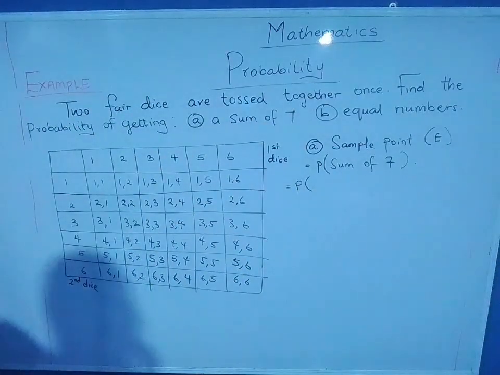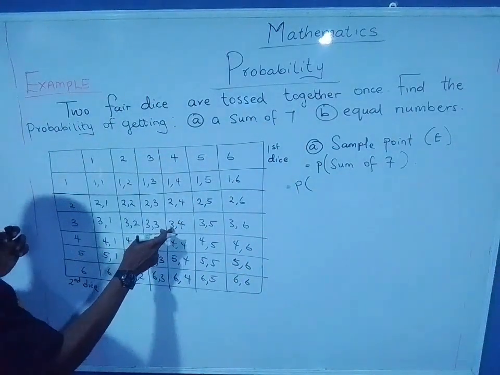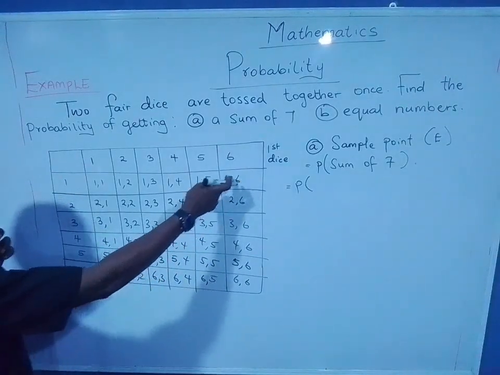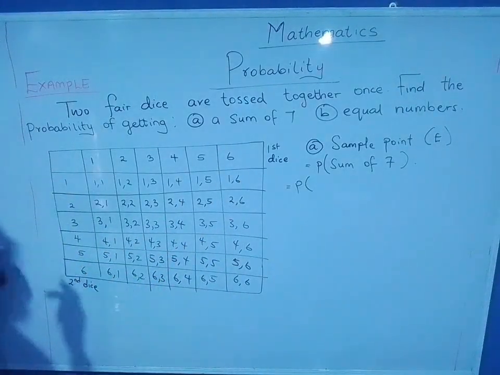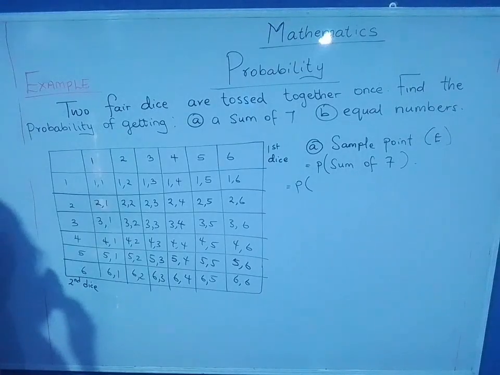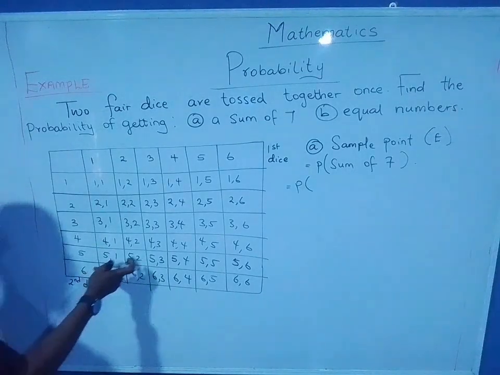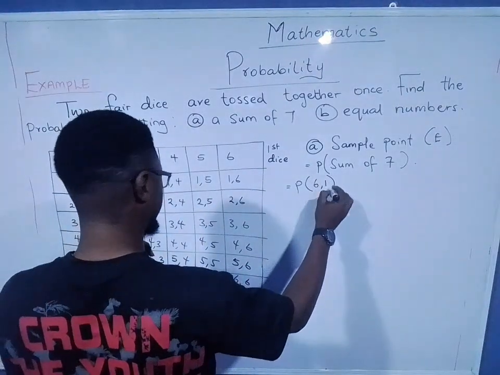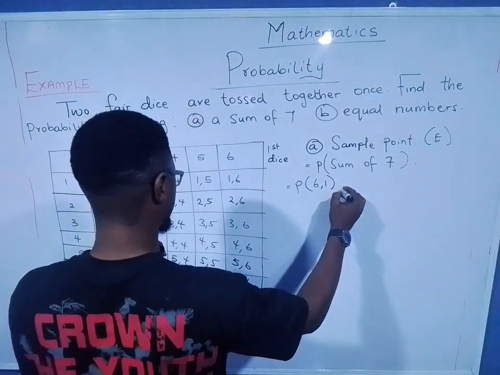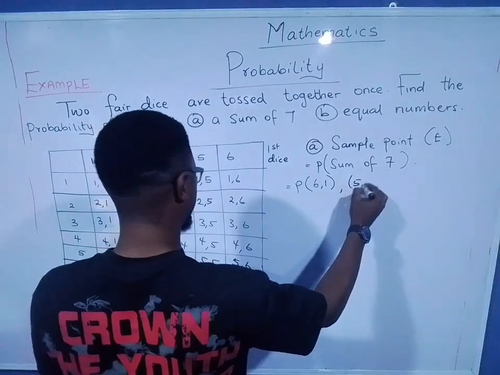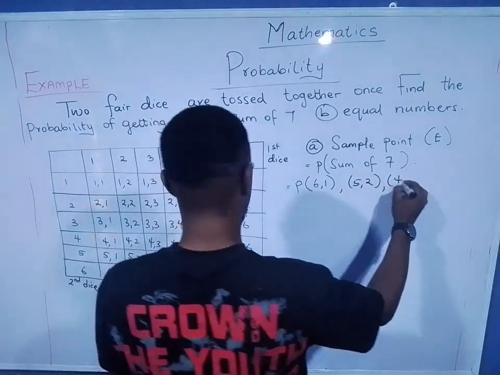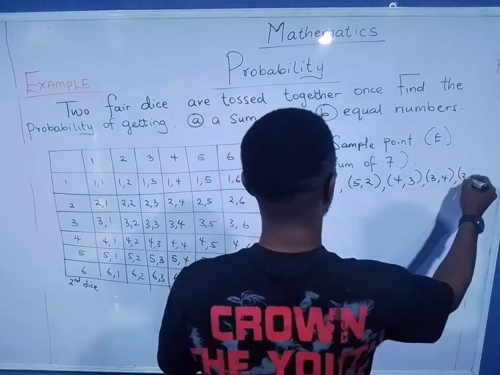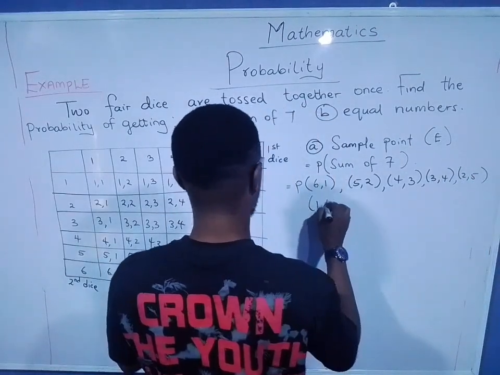So you notice that this is 7, this is 7, this is 7. So this diagonal is 7. So let's write them. We have 6,1, 5,2, 4,3, 3,4, 2,5, and 1,6.